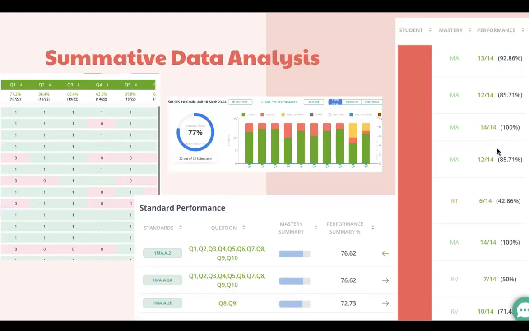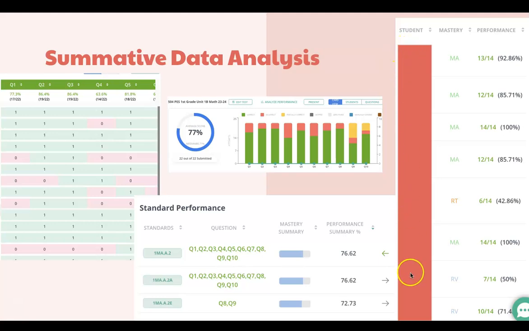Here's an example of the breakdown of the data analysis that this site lets me do. I can see here the students' questions that they got right and the ones that they missed. I can see my class's average score with the breakdown of the questions over here, and I can see it broken down by standard as well. I can see the percentage of the standards mastered, as well as the percentage breakdown over here.